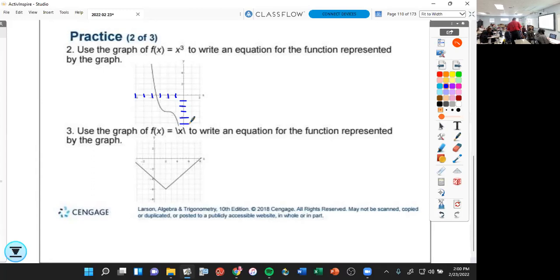I know what you did. Okay, now write it in terms of x cubed. You're exactly right with what you did, but I want to see the x's in there. I want to see the exponents in there. Okay. I have an idea what you're thinking, but I want it to look like x cubed. I don't want it to look like f of x. I want it to actually look like x cubed.